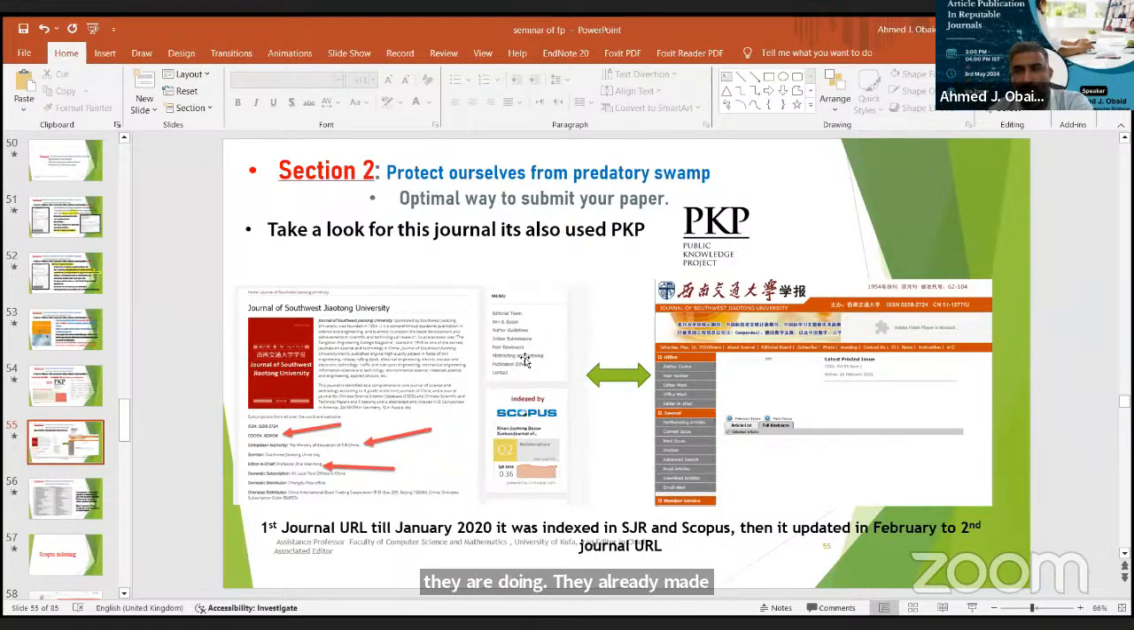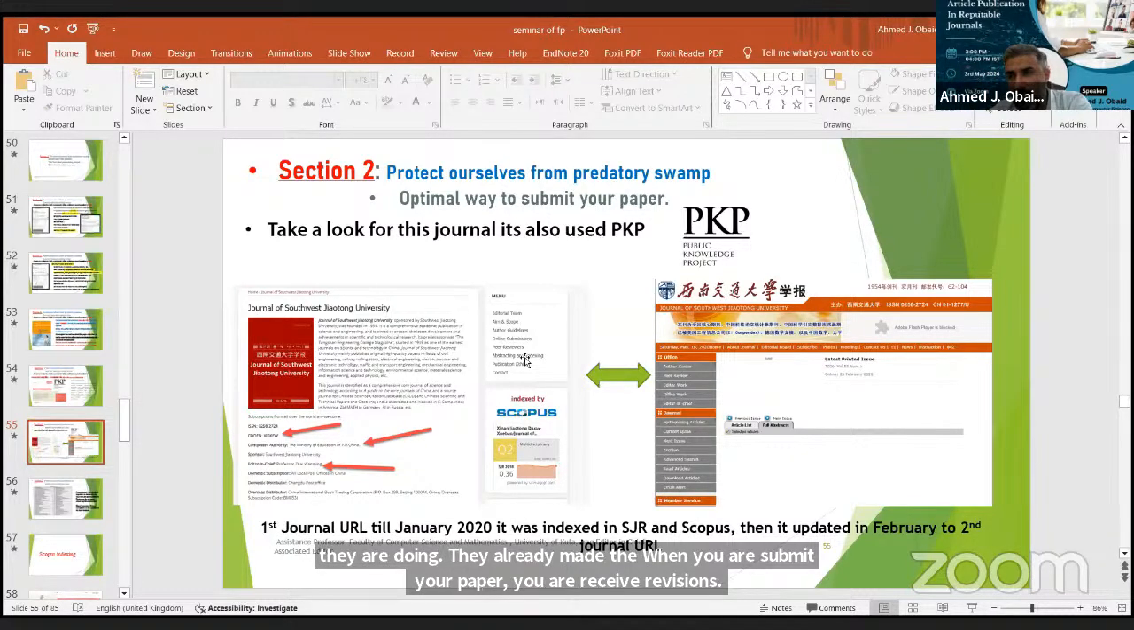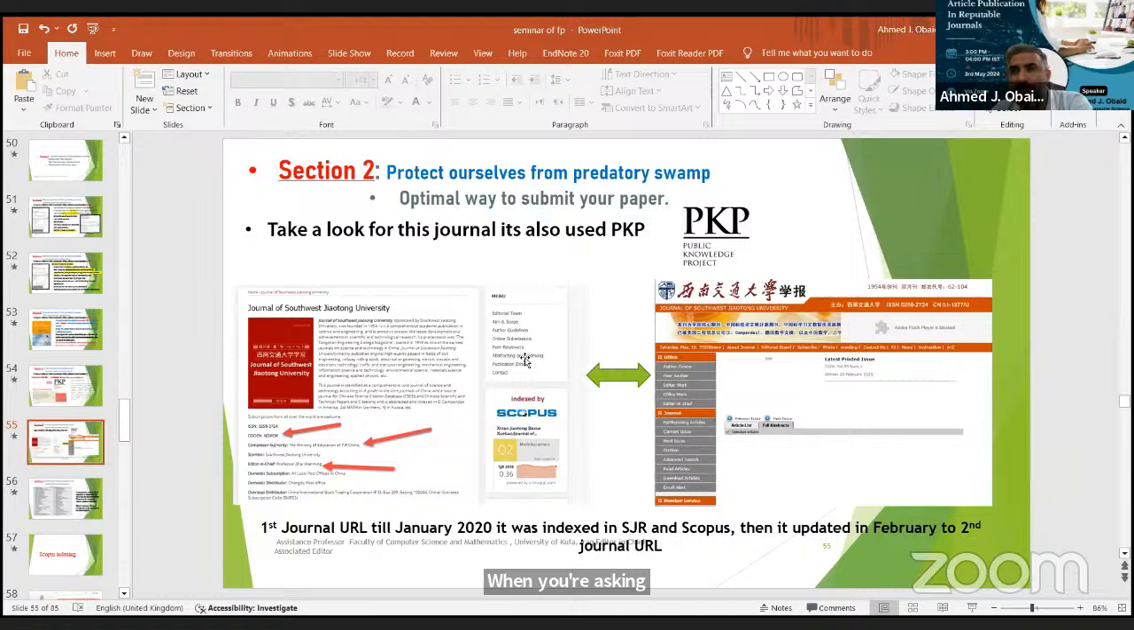The main thing is what this journal's editors are doing: they already made the comments. When you submit your paper, you will receive revisions. When you ask in SCImago, the editors there have made comments, and they are also indexing their journal in the Scopus homepage journal link. If you press on that link, you will visit the journal on the left side. Everything was well for 2 years. They published more than thousands of articles, and they charged millions of dollars from people around the world. And later, this journal was removed from Scopus.